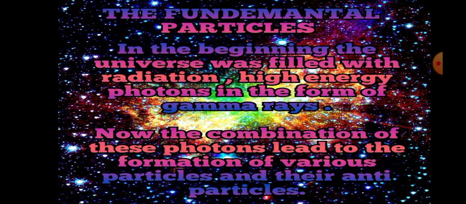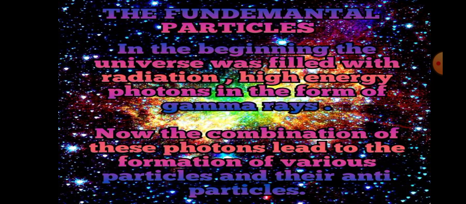Now, when the temperature of the universe began to cool, there came a time when it reached 10 to the power 10 Kelvin and the subatomic particles started to form. Now, how did the formation of these particles even begin? In the beginning, the universe was filled with radiation, high energy photons in the form of gamma rays.